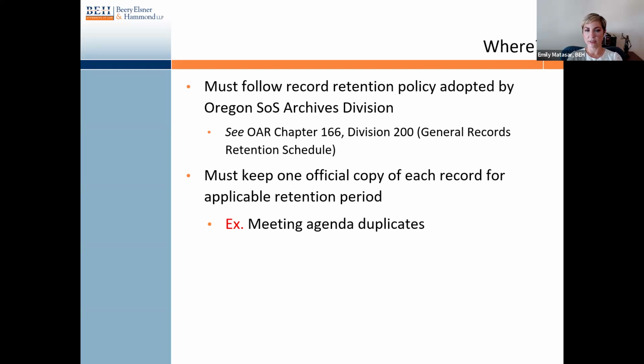Let's say you're in a meeting with a bunch of employees, it's for work, you distribute meeting agendas. Everyone gets a meeting agenda. So that meeting agenda is a public record, but you only have to retain one copy, right? And usually the custodian will go to the one person who generated the meeting agenda, the host of the meeting, whatever.